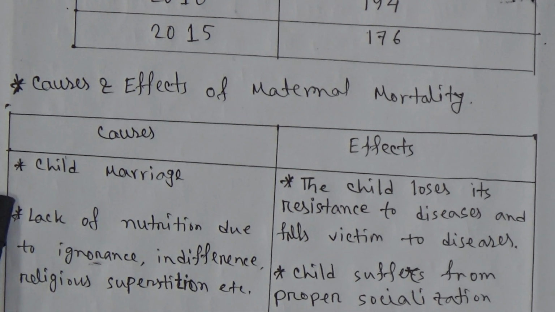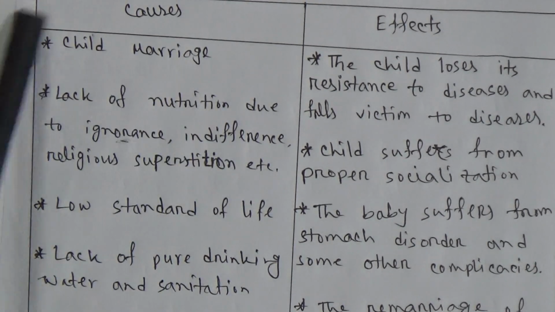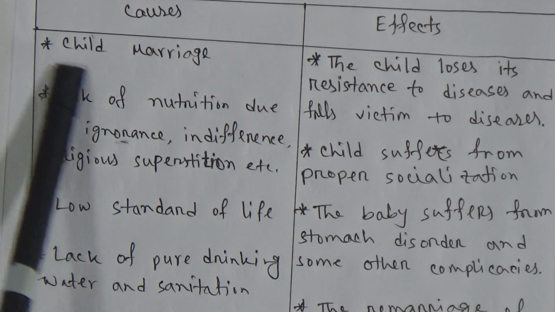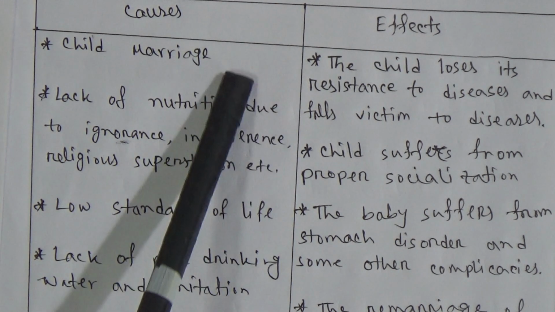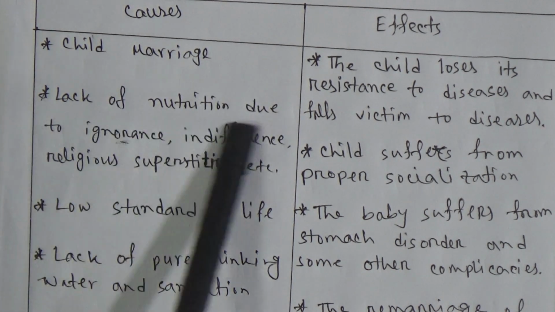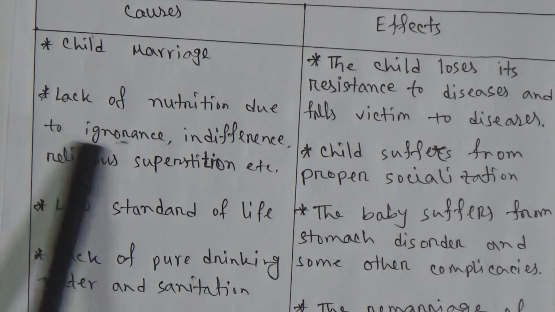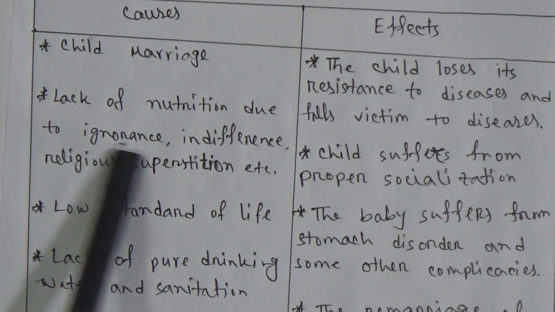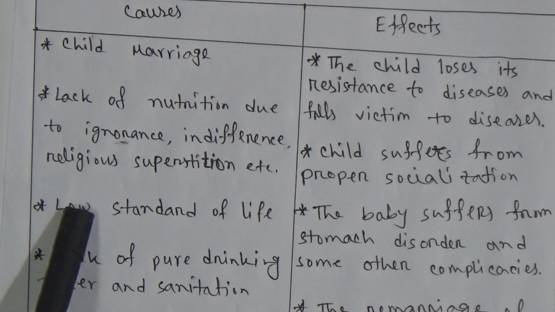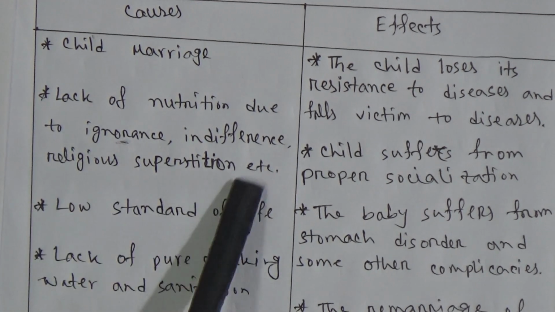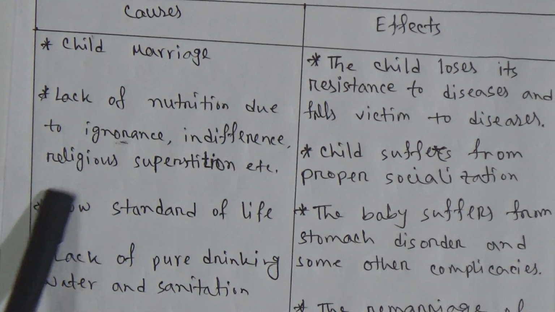The first cause is child marriage. We know what child marriage is. Because of child marriage, maternal mortality is still existing in the society. And then lack of nutrition due to ignorance, indifference and religious superstition. We are so ignorant, we don't have that much education among female members of the family. We are indifferent from each other, and we have religious superstition. At the same time we have societal superstition. For that reason we have a lack of nutrition in the mothers.